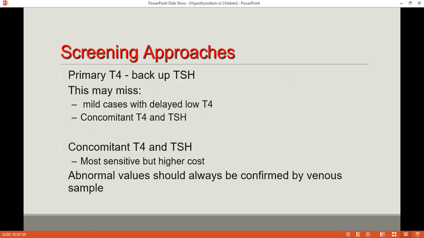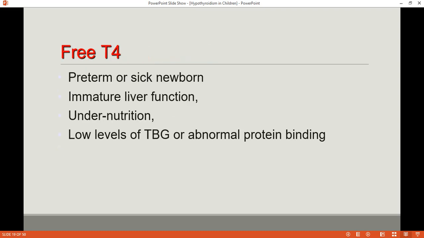Thyroid binding globulin deficiency may be missed, and hypothyroidism with delayed elevation of TSH may be missed. In the screening approach, some countries do T4 first and then TSH, but this may miss mild cases, so ideally T4 and TSH should both be done. Free T4 is advised in preterm or sick babies, with immature liver function, undernutrition, low levels of thyroid binding globulin, or abnormal protein binding.